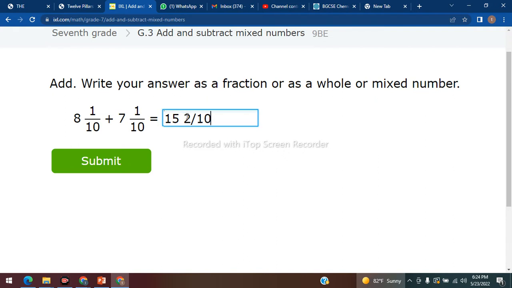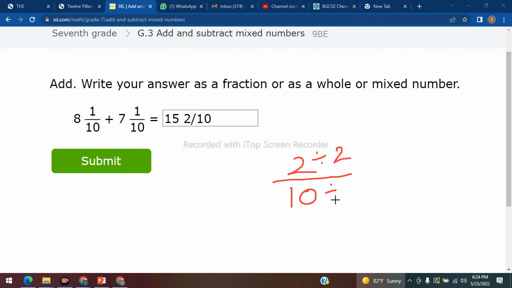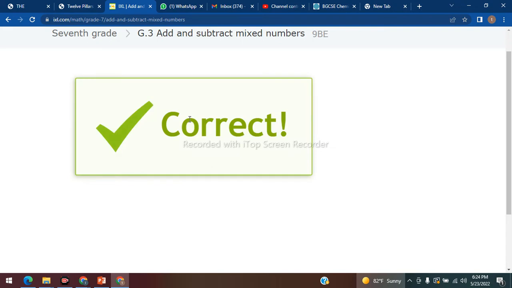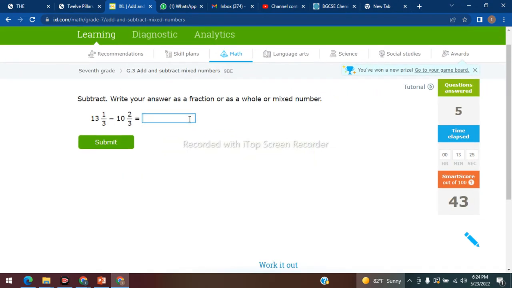Mr. Petit, I remember you saying that. Someone was saying something first? Go ahead. 2 over 10 could simplify to 1 over 5. Yeah, 2 over 10. One moment, Mr. Bethel. 2 divided by 2 is 1, and 10 divided by 2 is 5. So we have 15 and 1 over 5. Boom, let's go.